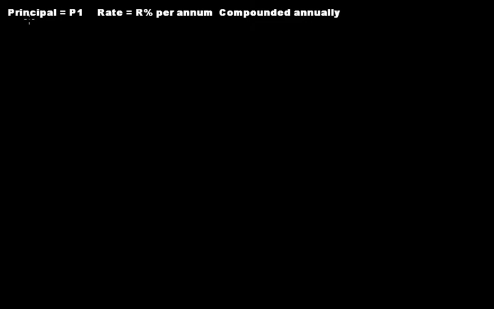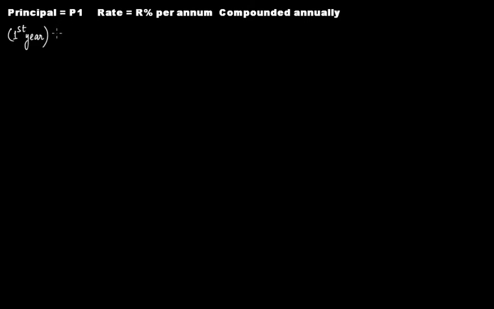So let's say that our principal is P1. P1 is some amount and the rate is R% per annum, and this interest is compounded annually. Compounded annually means that your interest will be calculated for a period of 1 year, then another 1 year, then another 1 year, right? So let's say that this is the first year.